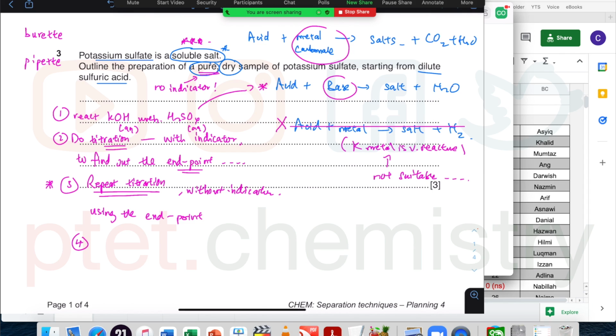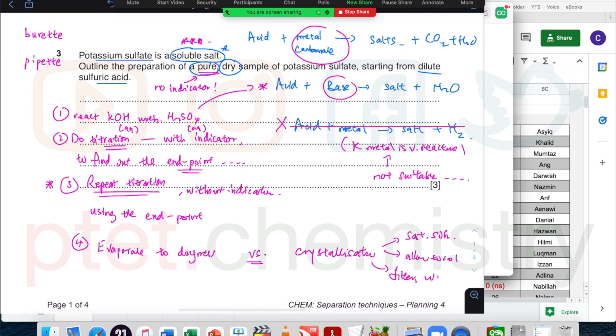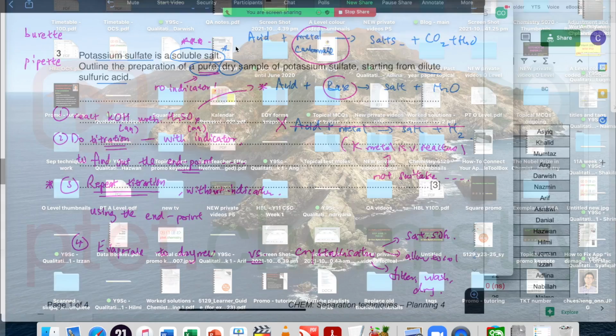So I just need to remove my water. They don't mention crystals, so I can just evaporate to dryness. But if you want, you can also use crystallization, meaning you talk about saturated solutions, the maximum amount of the solute, the salt, dissolved in the solvent, in the water, at a particular temperature. Allow to cool, and then you filter, and then you wash, and then you dry. So this seems a lot more steps compared to this. When they don't ask for crystals, you don't need to talk about crystallization. When they say obtain pure crystals, make sure you do write about crystallization.